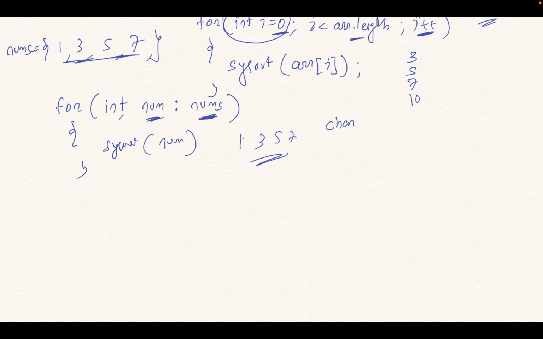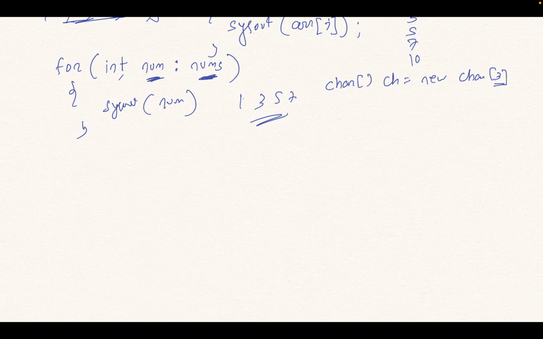So if I say char array, it is the same way of declaration: char array ch equals new char array. You can declare a float array, any type of array. You need to have the length. Okay. So when we studied string, what I told you, like if I have a string here, string s equals to, suppose I'm giving "pleasanton". Okay, so this is a string.